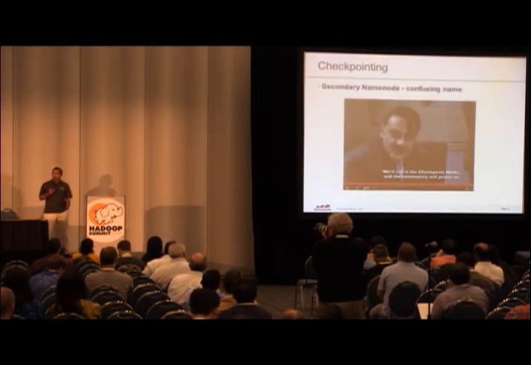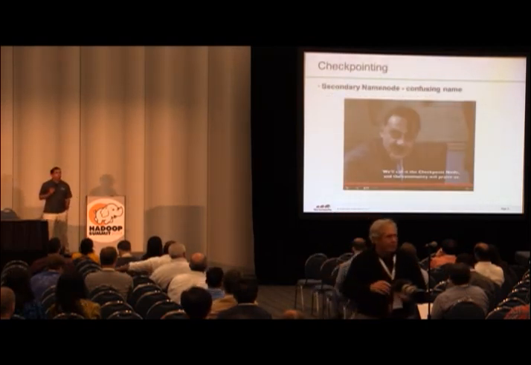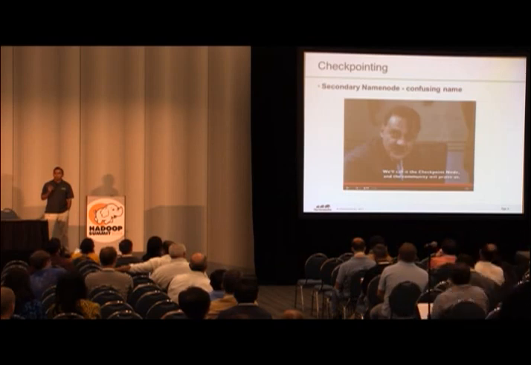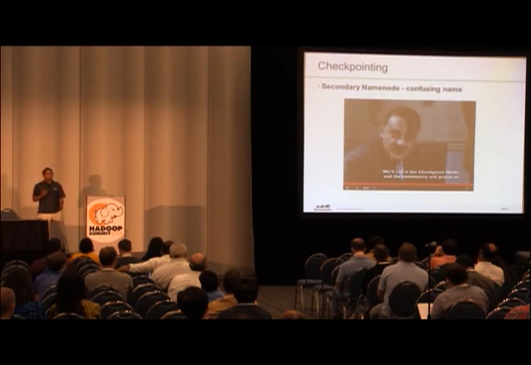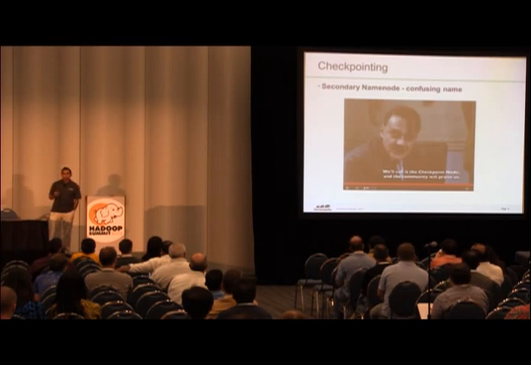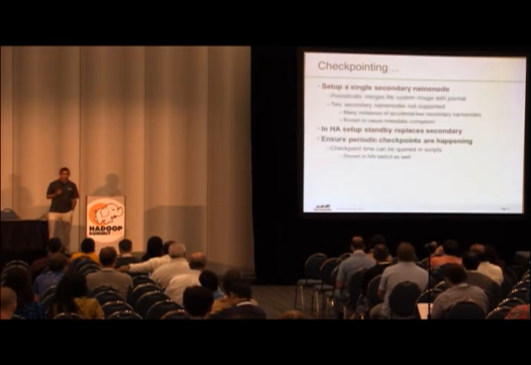Now, coming to another key thing that we usually have problems with is checkpointing. And checkpointing is done by secondary name node. Unfortunately, it's a really confusing name. Secondary name node is essentially a checkpointer node. I recommend seeing this video, right, if you want to understand the secondary name node and how poorly it is named. Configure a secondary name node for your cluster.